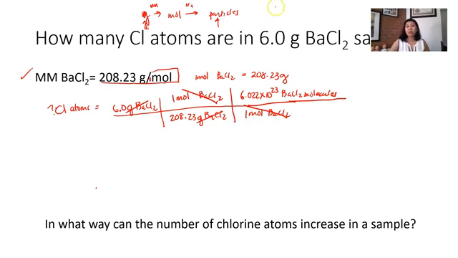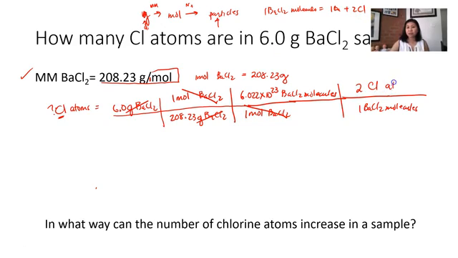1 barium chloride molecule. Let's look at the components. It contains 1 barium atom or barium ion plus 2 chloride atoms or 2 chloride ions. Which one are we more concerned with? We're concerned with the chlorine right here, not the barium. So there are 2 chlorine atoms present in a molecule of barium chloride. Let's do that calculation.